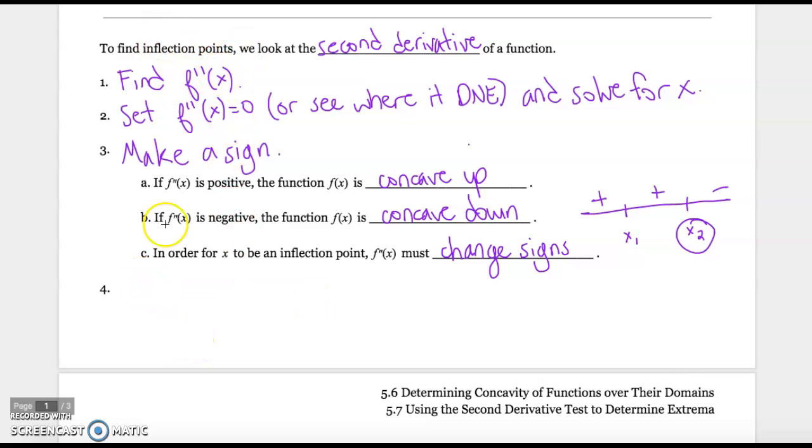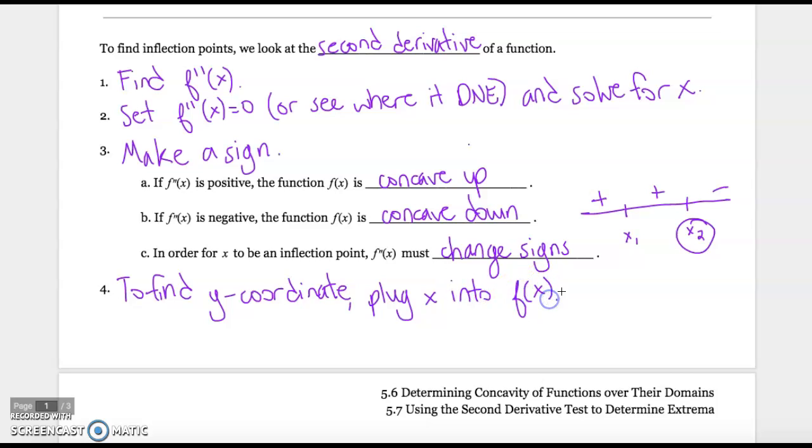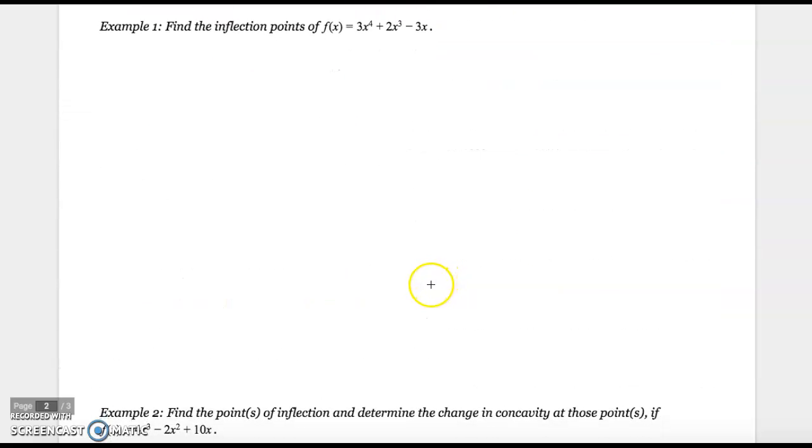Then to find the y-coordinate, you still need to plug x into your original function, because we're being asked to find the whole point, not just necessarily where the point of inflection occurs. So let's go ahead and try it.